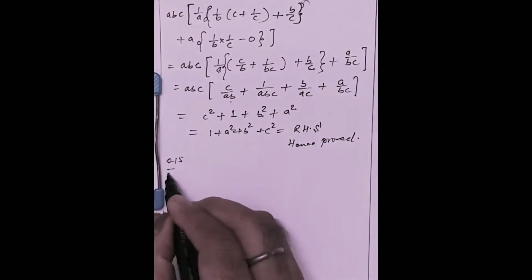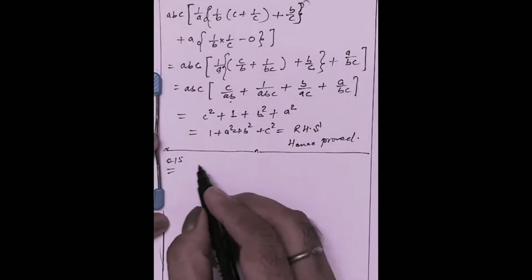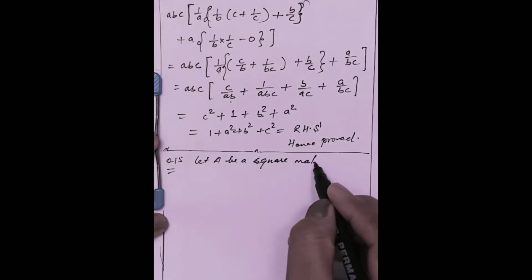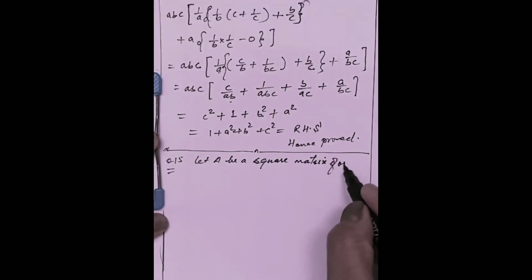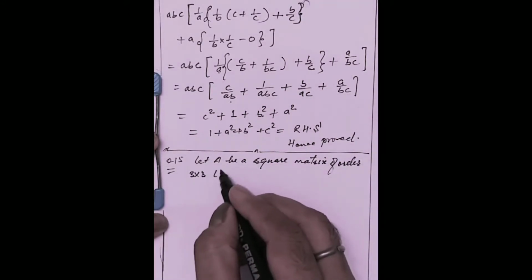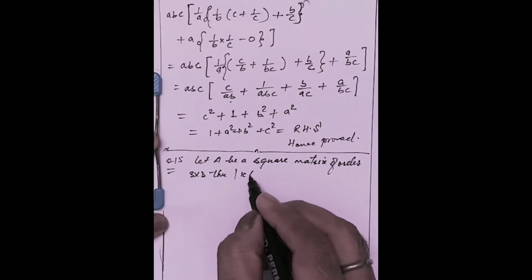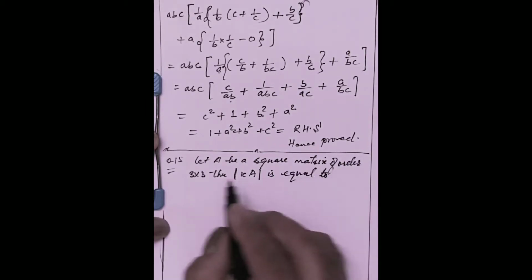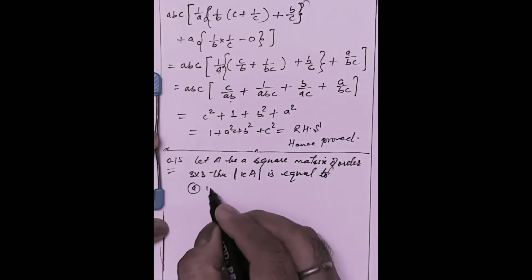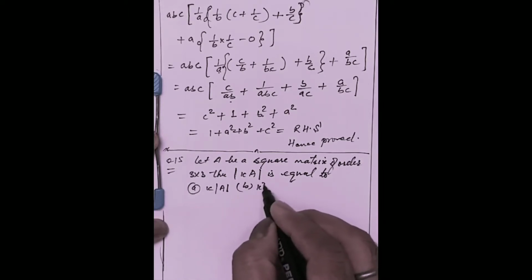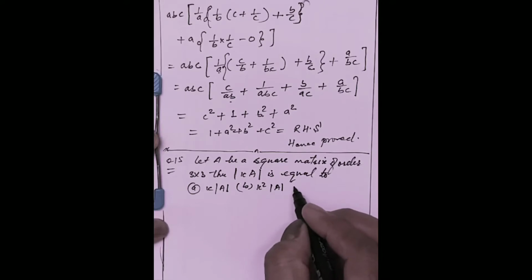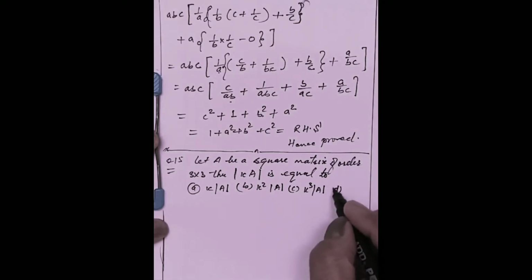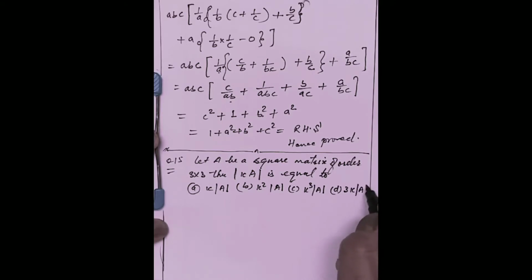Question number 15. Question number 15 says, let A be a square matrix of order 3 by 3, then for a constant k, determinant of kA is equal to: option A is k times determinant A, option B is k square determinant A, option C is k cube determinant A, and option D is 3 times k determinant A.